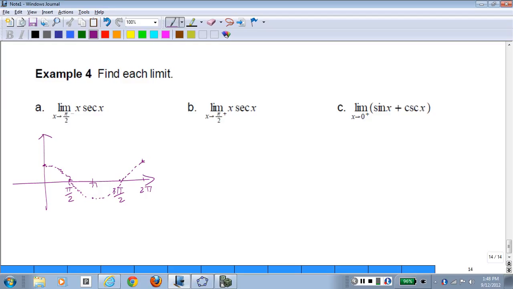Secant has a what? Vertical asymptote. So secant has vertical asymptotes there. What's the reciprocal of 1? 1. So when cosine is 1, secant is 1. Now as cosine heads down towards 0, reciprocals of numbers that are headed towards 0 from above are heading toward positive infinity. So that's what secant's doing.